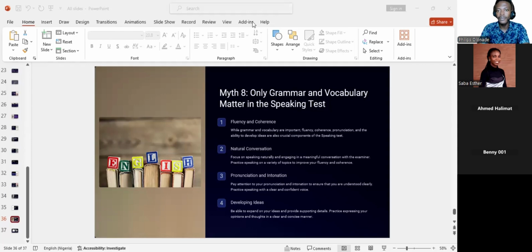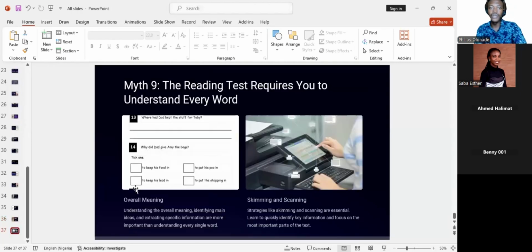All right, so let's proceed. The last myth: the reading test requires you to understand every word. That's not true. You can't know every word. Even if you're a professor, you can't know every word. So please don't mind anybody that says so. You can understand words in context, even if you didn't know the word before. If you read the sentence, you can have an idea and answer the question. So you don't know every word, but don't worry, with proper tutoring, you can know as many words as possible.